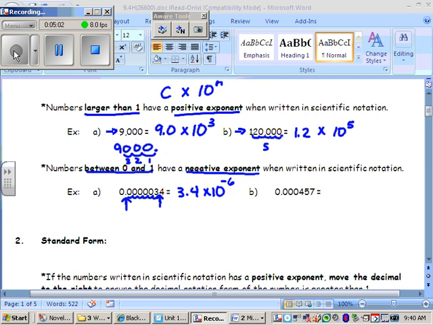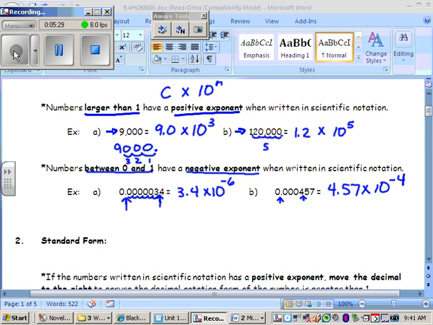In problem B, we see the decimal and we want it to be after the 4. So we want to put 4.57 for the C times 10, and this will be to the negative, and then how many places was that decimal moved? It was moved 4 places. So it'd be 4.57 times 10 to the negative 4. So this is how you change a number into scientific notation.